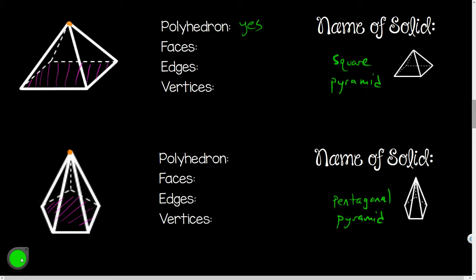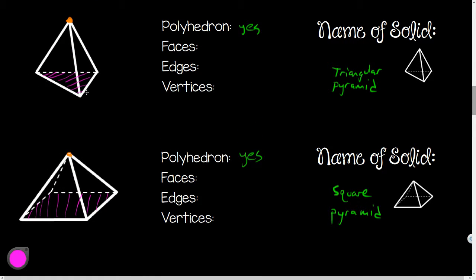They do have lateral faces as well. Let's count the number of faces. This one's got 1 base, and then 1, 2, 3 sides. That's a total of 4 faces. A 4-sided die is going to be a triangular pyramid. I've got some on my desk you guys could check out.